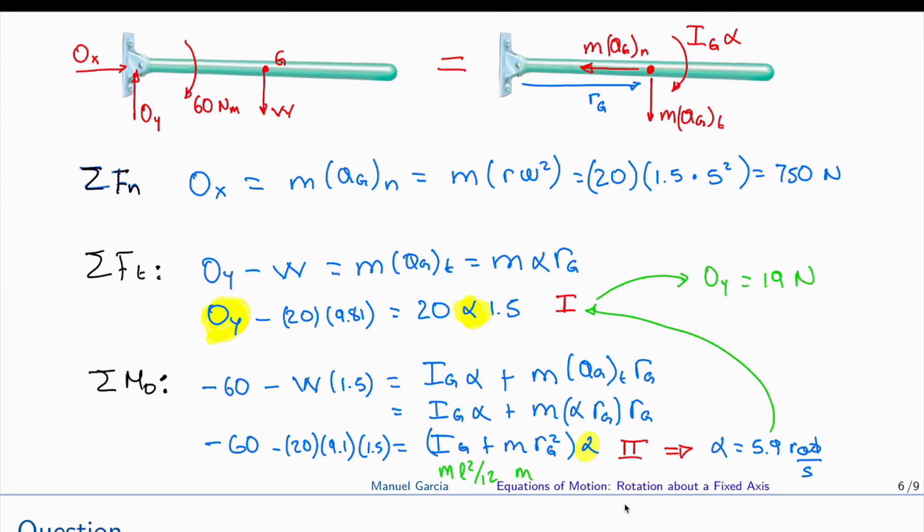So summarizing, we just have to set up the equations of motion for the normal direction, tangential direction, and the sum of the moments. So we have three equations, and in this particular problem, we have three unknowns, OX, OY, and alpha, and so we were able to find the components.